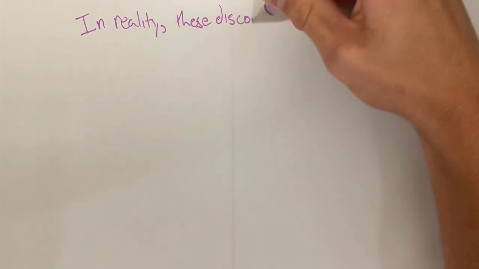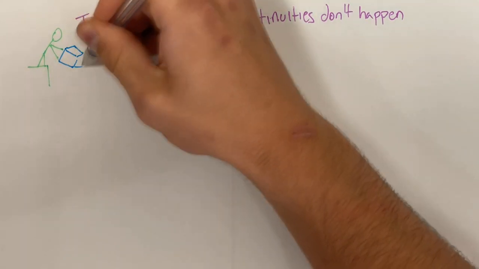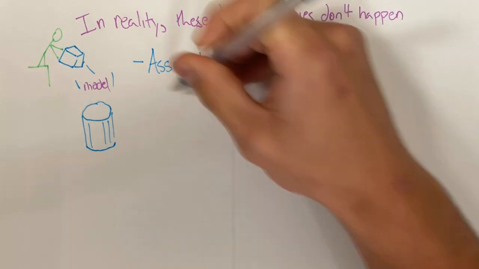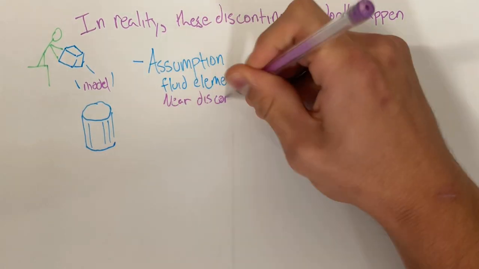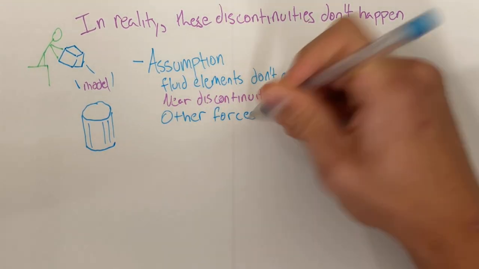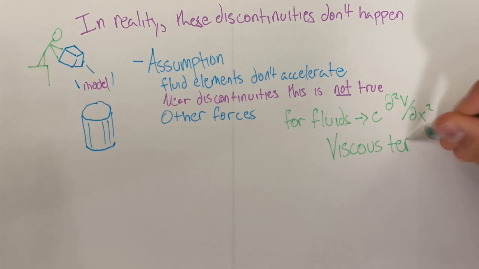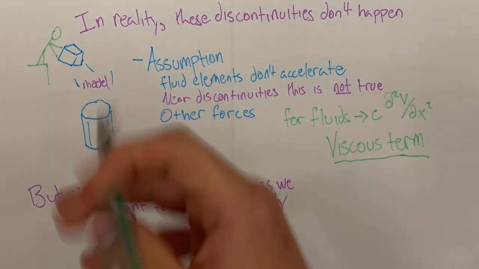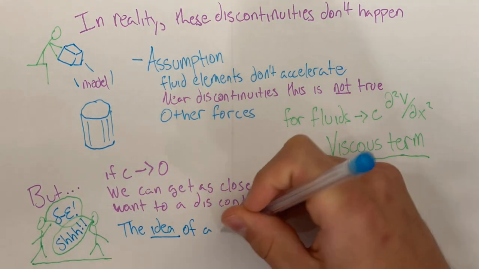Now, in a physical situation, this discontinuity doesn't exactly happen, due to our model breaking down. We assume that the units of our fluid did not accelerate. However, near this discontinuity, we have to consider other forces. In the case of a fluid, it is common to consider a term that looks like c times the second partial derivative of v with respect to x, which is a viscous term that prevents these solutions from completely hitting our discontinuity, though it may get arbitrarily close if we let our constant c tend to 0.